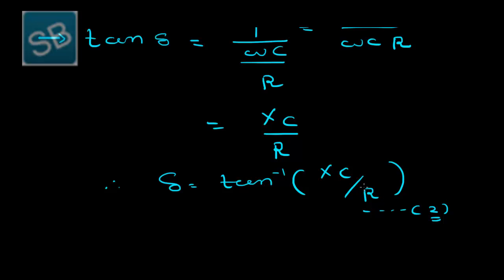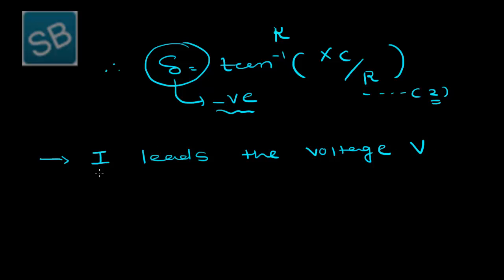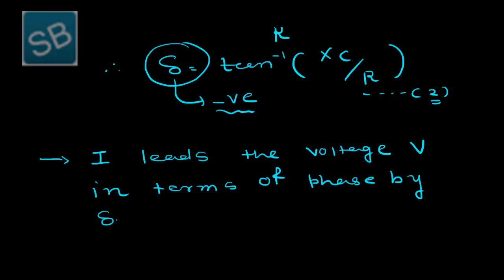And remember, here the value of delta will be negative. And why it comes negative, we have seen in the case of AC circuit with only capacitor. So you can rewind that article. So here as delta is negative, the electric current I leads the voltage V in terms of phase by the phase difference delta.